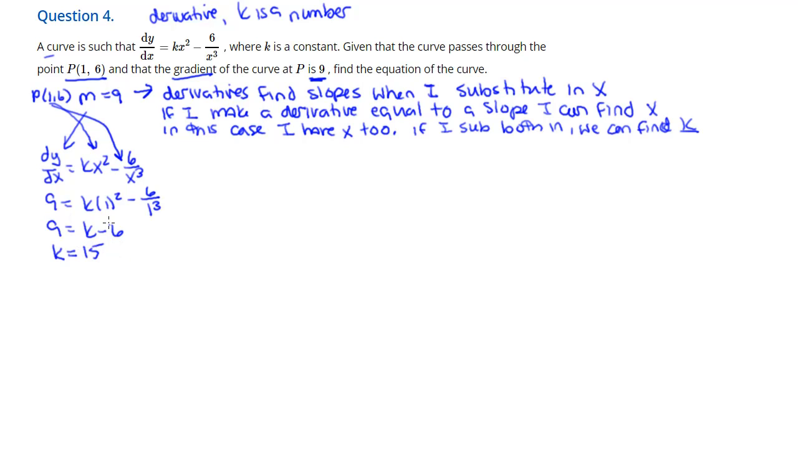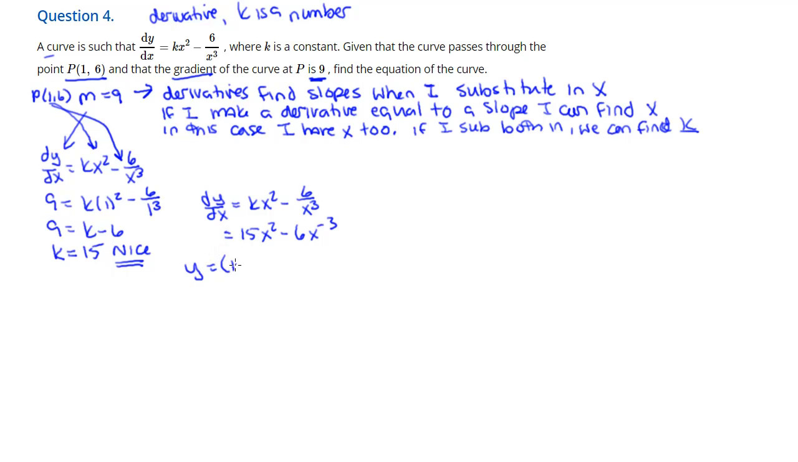So now that I know what k is, I can put it back into my equation, or actually my derivative. So let's rewrite the derivative. It was kx squared minus 6 over x to the third, but now I can make it 15x squared, and I can go ahead and bring this x up, make it a negative exponent.